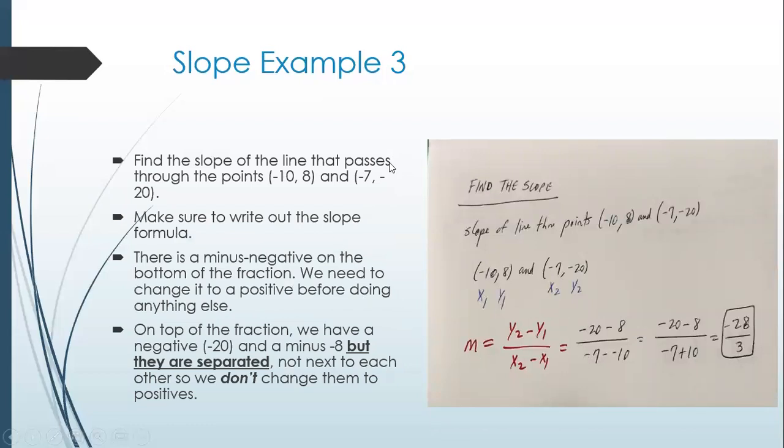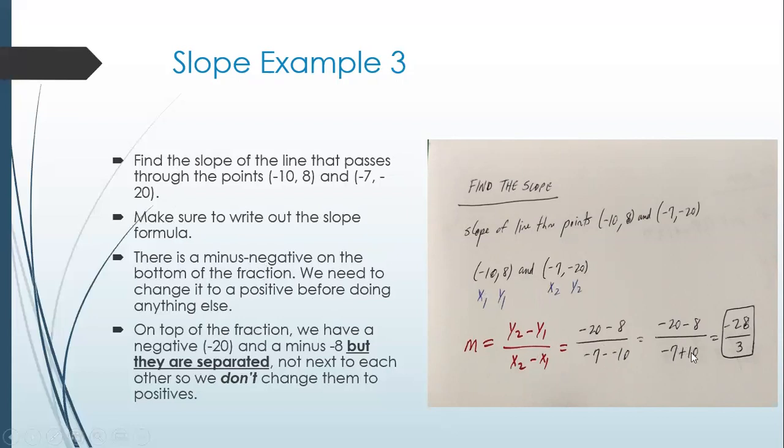All right. Slope example number 3. Same thing. We write the slope formula. We label our points, x1, y1, x2, y2. We have a minus negative on the bottom of the fraction. What do we do when we see a minus negative? We turn it into a plus.